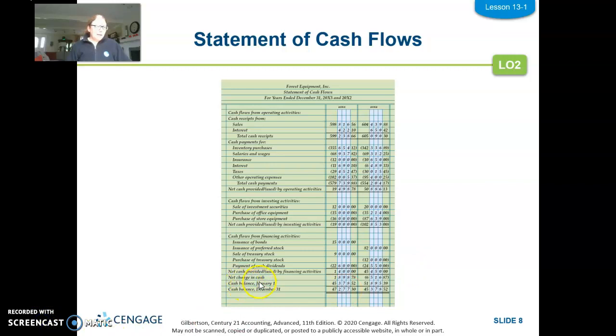So I am trying on this bottom part to explain the change in cash from January 1st to December 31st. It changed this much, and that was attributed to cash that came in and out from the operating activities, the investing activities, and the financing activities.